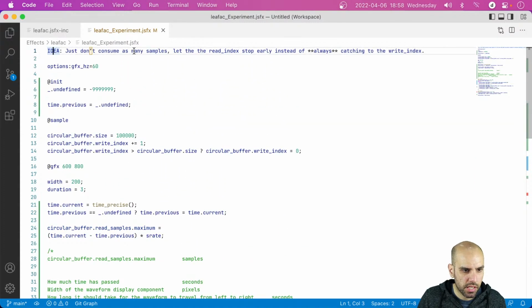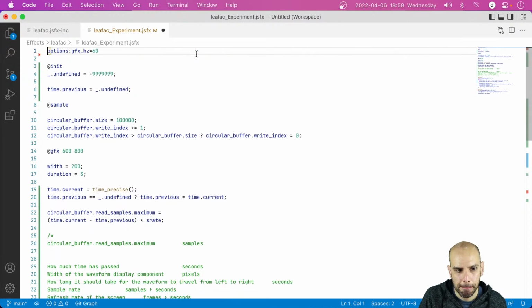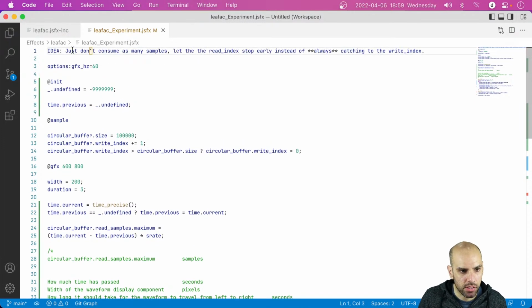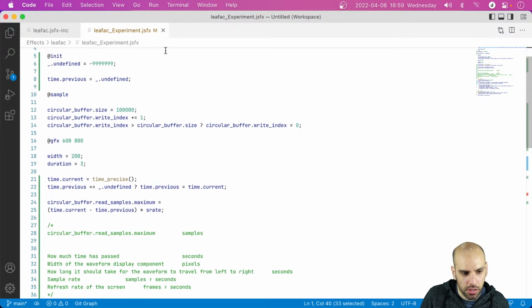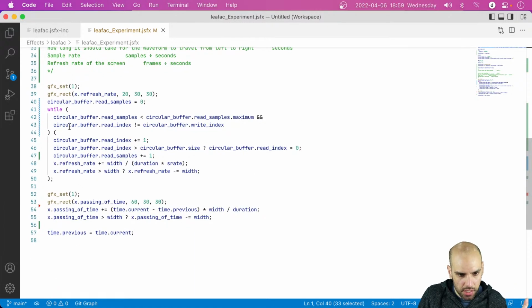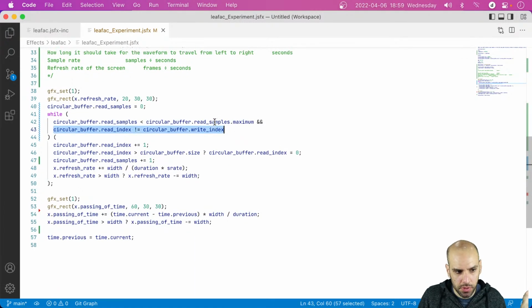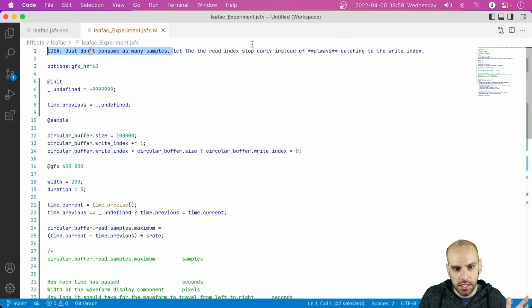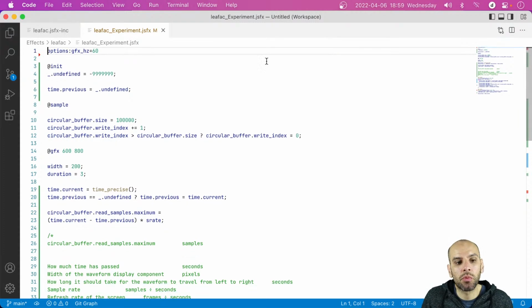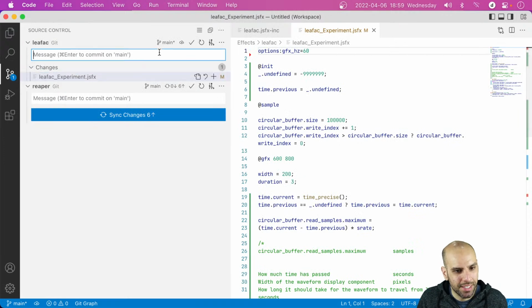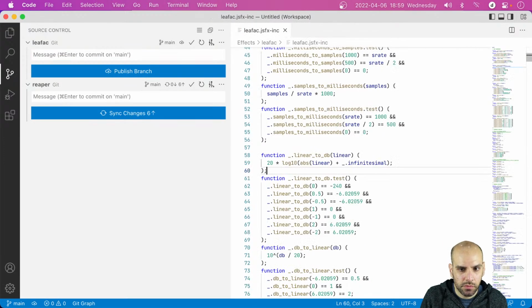And this idea has been used. That was the idea that I just explained. Don't just consume all the samples that are available. In the GFX block, don't just catch up to the write index from the samples block. Instead, let the read index stop early if necessary. Don't always catch up to the write index. That was the idea. I wrote this down so I would remember it for the stream today.